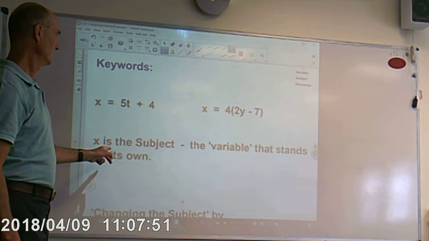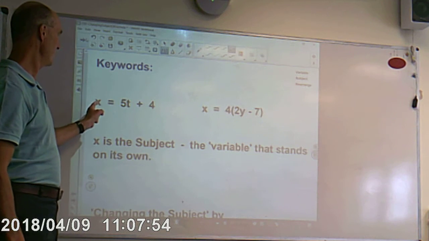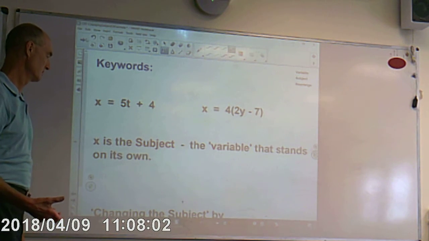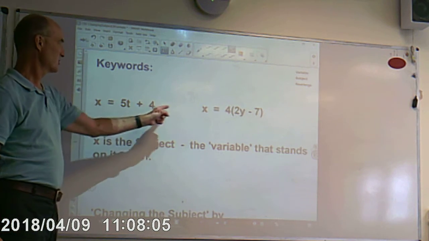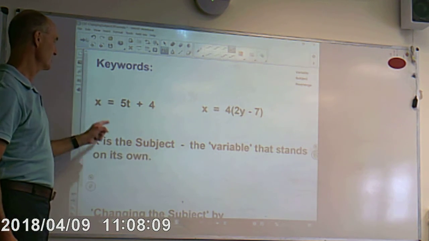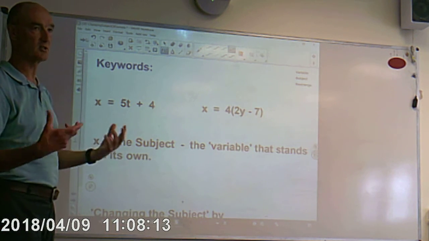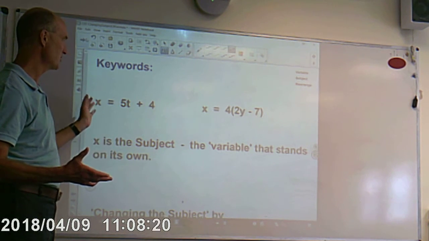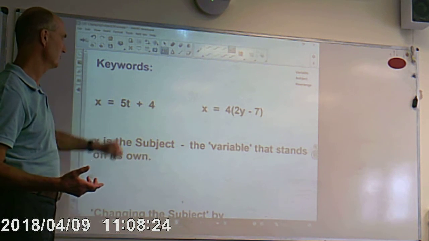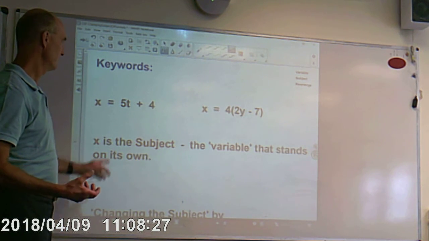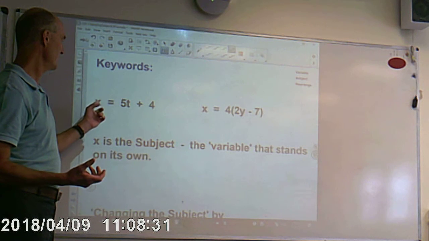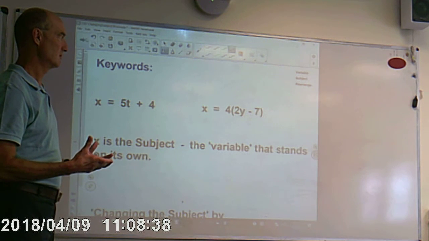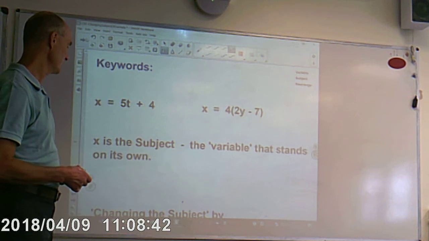Key words. Variable, we know from our basic algebra. A variable is something like x, it's something like t, something like y. Variables, letters, symbols. In both of these examples here though, that I've written, x is the subject because it's the variable that stands on its own. It hasn't got any numbers in front of it, below it, it's on its own. So x is the subject of that equation. X equals. Variable is any letter or symbol. Subject, x equals. We could make it t equals, we could make it y equals. That variable that stands on its own is the subject.